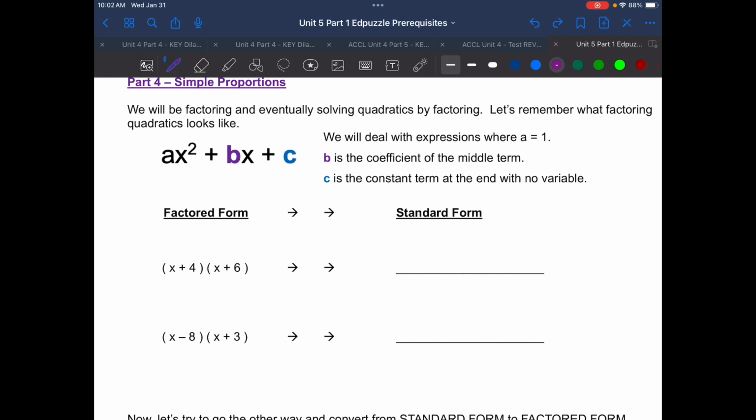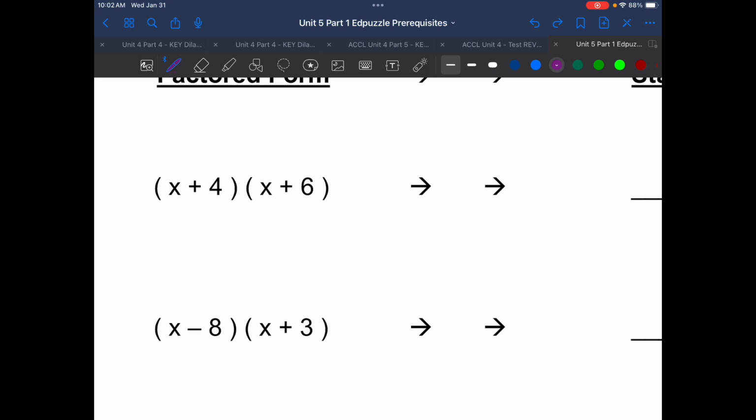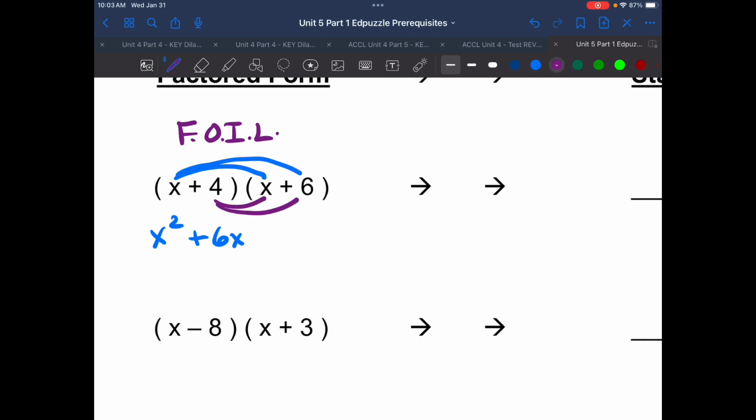So the first thing I'm going to do is look right here at what is factored form. So it's a little backwards from what we're going to do in a minute, but I know you guys have done this in the past. We've used FOIL or double distributive property. I usually like to say distribute, so here we go. We're going to do x times x, which is x squared, plus 6x. I'm just multiplying here. Then I'm going to distribute the 4. 4 times x is 4x, and 4 times 6 is 24.